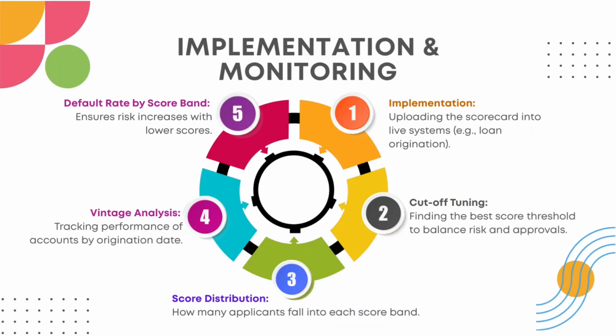Implementation and monitoring. Once the scorecard is approved, the first step is the implementation, that is uploading the scorecard into the live systems, for example, loan origination. Next is the cutoff tuning, that is finding the best score threshold to balance risk and approvals. Third is the score distribution. How many applicants fall into each score band? Fourth is the vintage analysis. Tracking the performance of accounts by the origination date. Fifth is the default rate by score band. It ensures risk increases with lower scores.